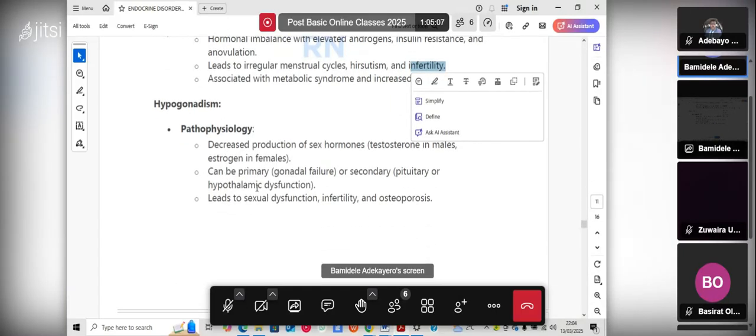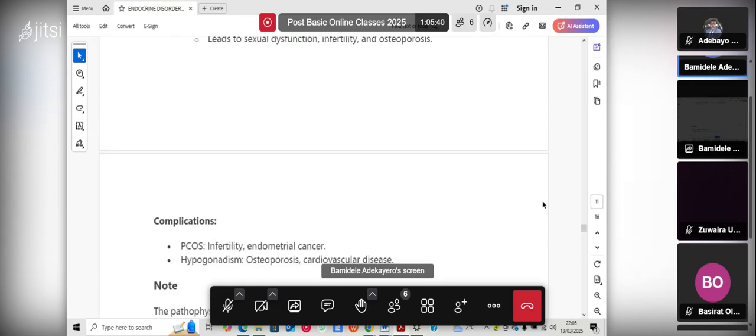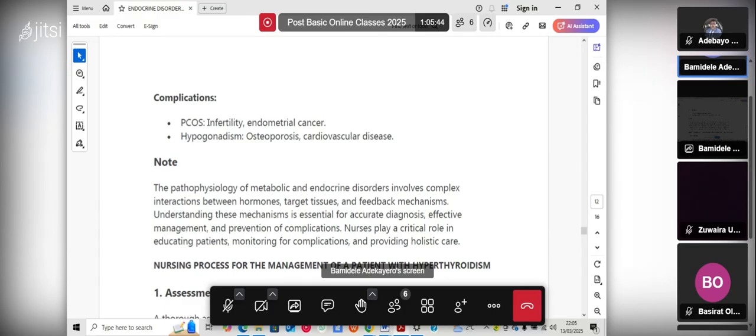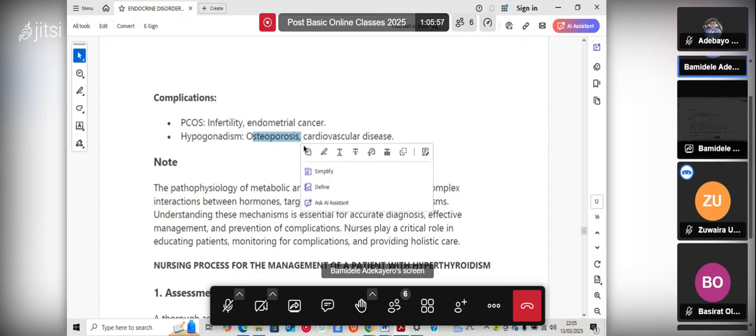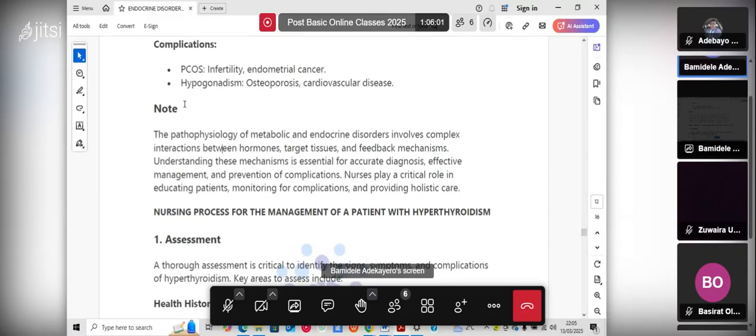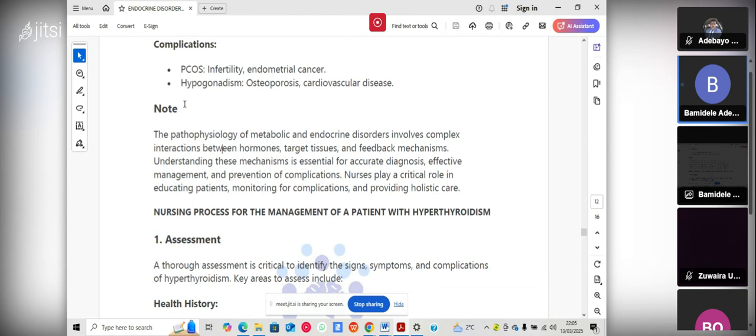We talked about hypogonadism, where the sex hormone levels are low: the testosterone in men, and in women, the estrogen. In men, when the testosterone is low, the male features of the body are reduced. It also leads to reduced libido and could cause infertility. In women as well, reduced estrogen could cause infertility and also affect libido, sexual drive. Complications are the same, infertility or cancer, for polycystic ovarian syndrome, and in hypogonadism, it can cause cardiovascular disease and osteoporosis.